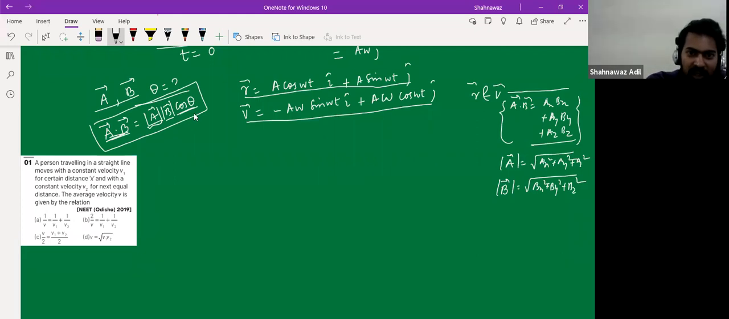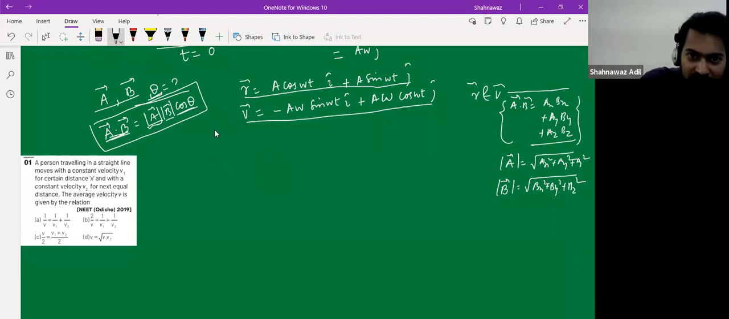So always remember that if you are given the vectors in the unit vector form, then you can always calculate the angle between the vectors. This had come in the mock test, so this question was already there. Okay, so let's move ahead because we are already very late.